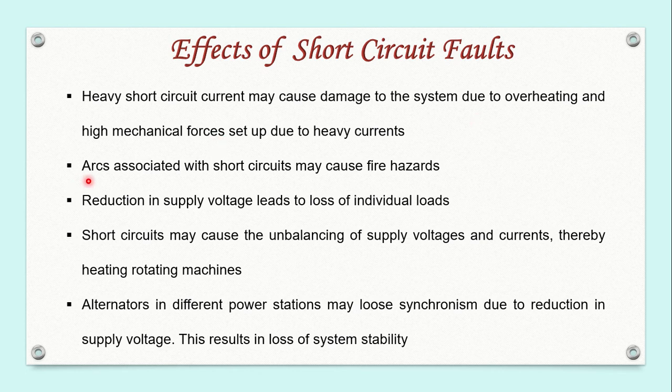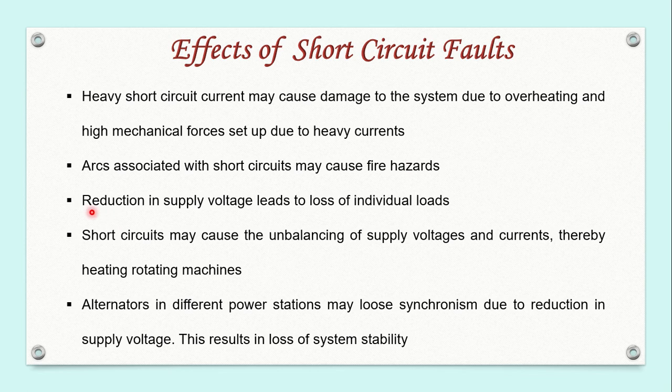Second point is that arcs associated with short circuits may cause fire hazards. So when there is a short circuit at a particular point, there will be arcs at that particular point, and this arc may sometimes lead to fire. So it can lead to fire hazards.